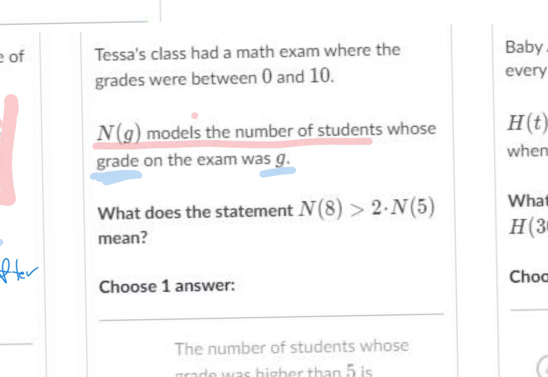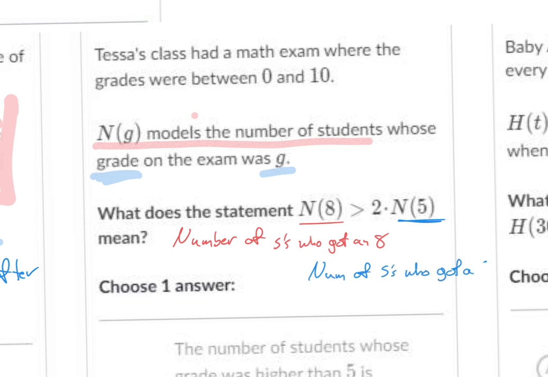So now we go down to this thing. What does the statement N of 8 is greater than 2 times N of 5 mean? Oh, seems confusing, but it's not that bad. Especially if we change it into this language. We know that N of 8 just means the number of students, I'm just going to write students who got an 8. So that's that. And then what does N of 5 mean? Well, that's just the number of students who got a 5.